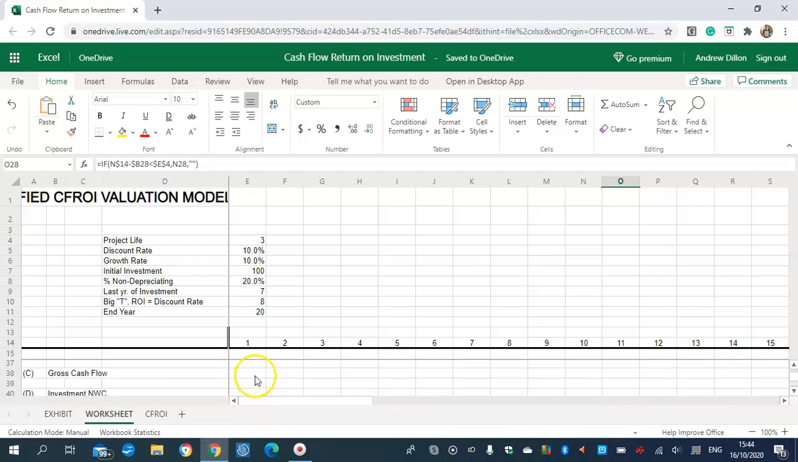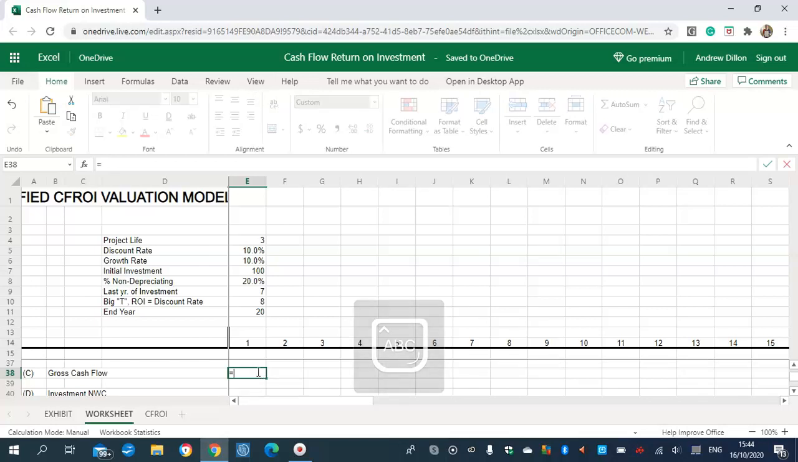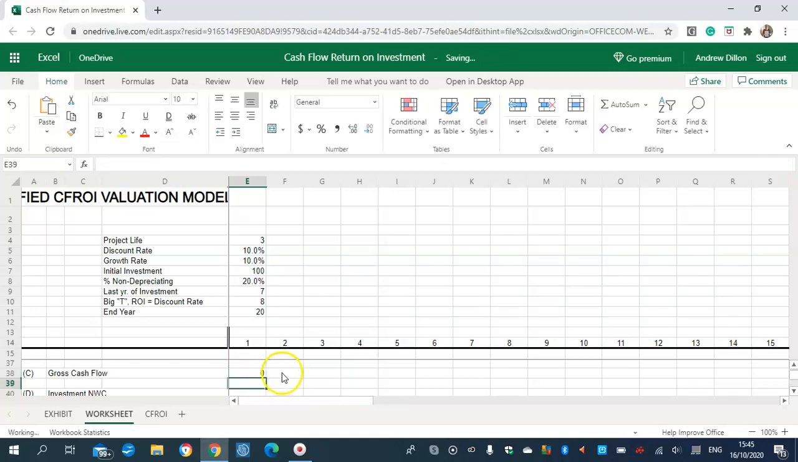So the next heading is gross cash flow. Gross cash flow number 1 equals SUM, A21 to A36, and bracket, 0. So I'm going to make sure I got that correctly. I did. So let's move on to number 2.